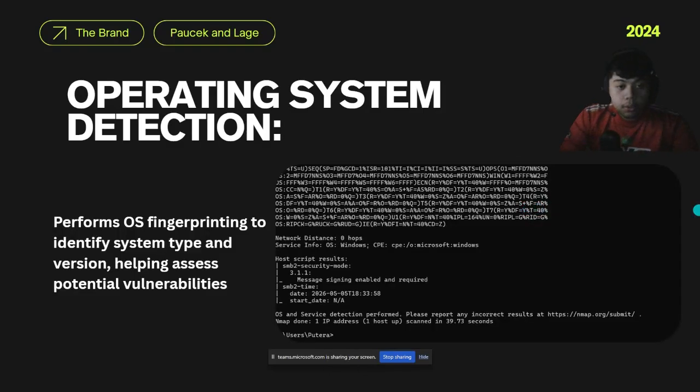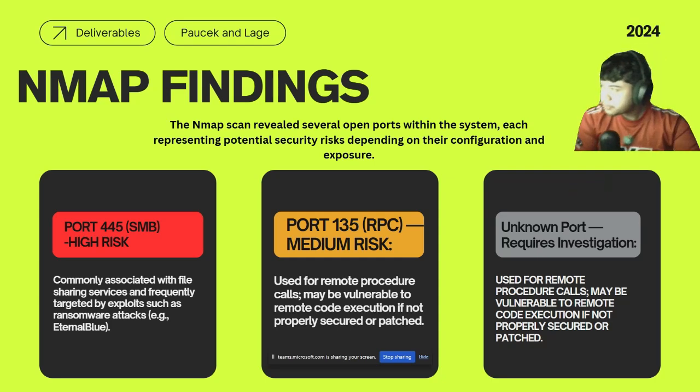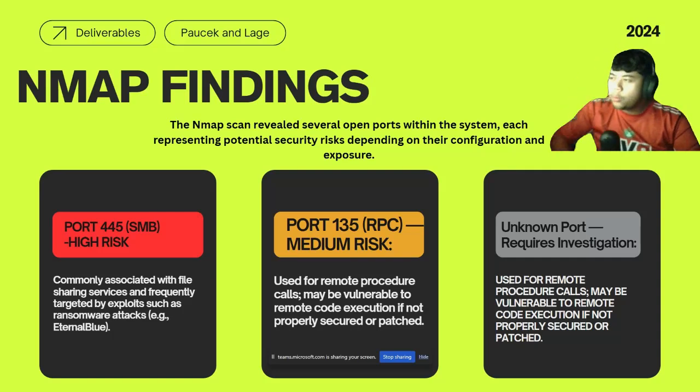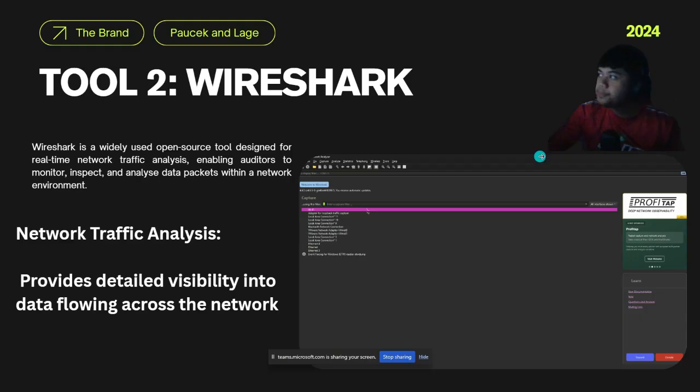Also, it can detect OS, what kind of OS we are using, and the findings are port 445 is a very high risk because it's commonly associated with file sharing. Port 135 is a medium risk because it's sometimes used for remote procedure calls. An unknown port may require further investigation. Second tool is Wireshark.